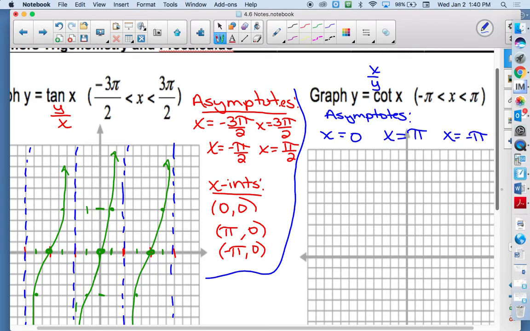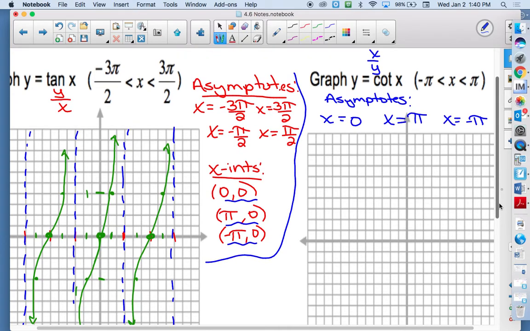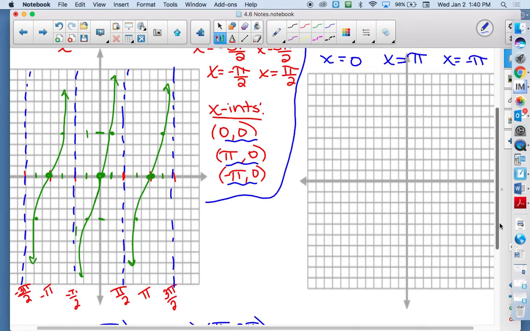Notice the x-intercepts that we had for tangent are now asymptotes for cotangent. And that's because they're reciprocal functions. So if you have an x-intercept, now it's an asymptote because 1 over a value of 0, where the x-intercept was, is now undefined. And then finally, getting the x-intercepts for cotangent.